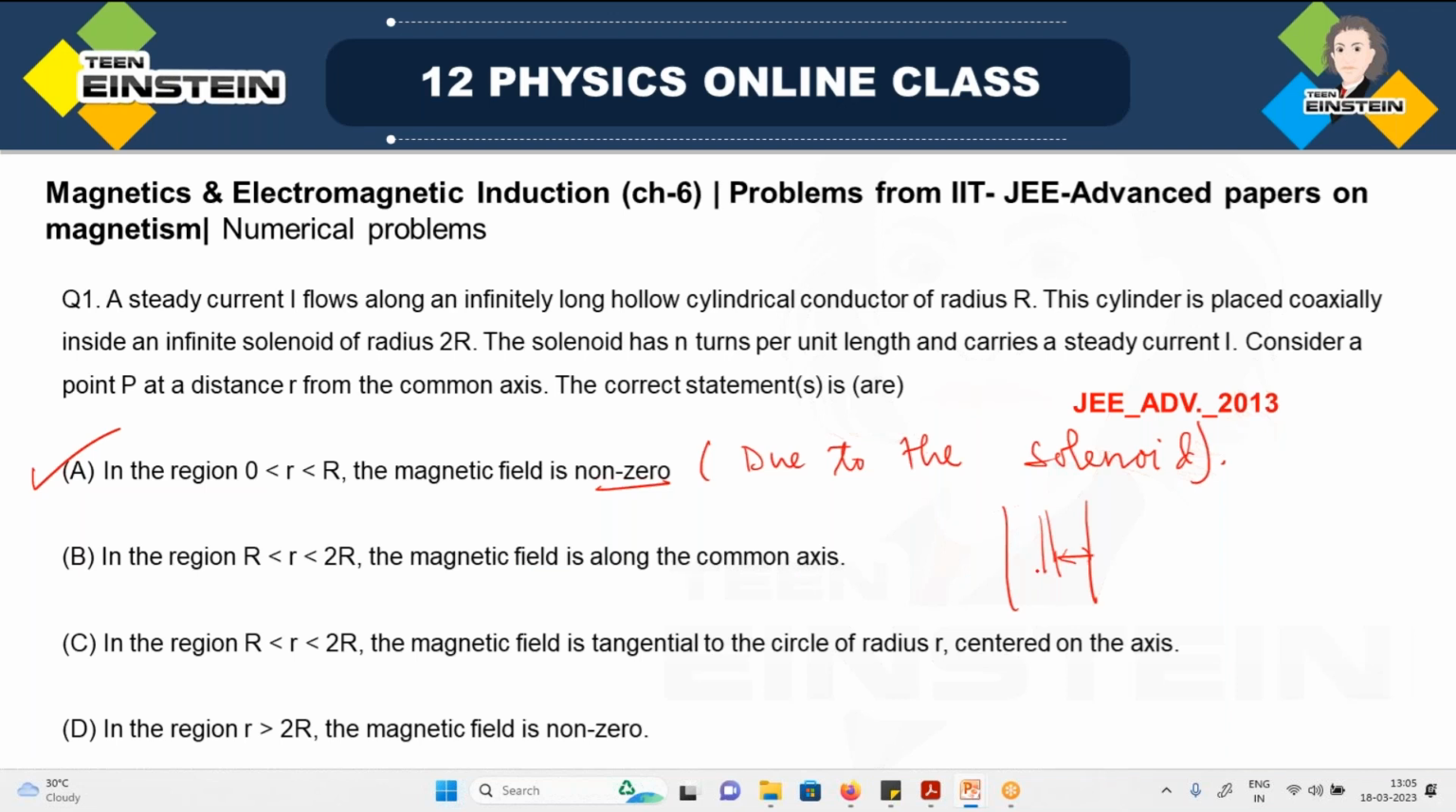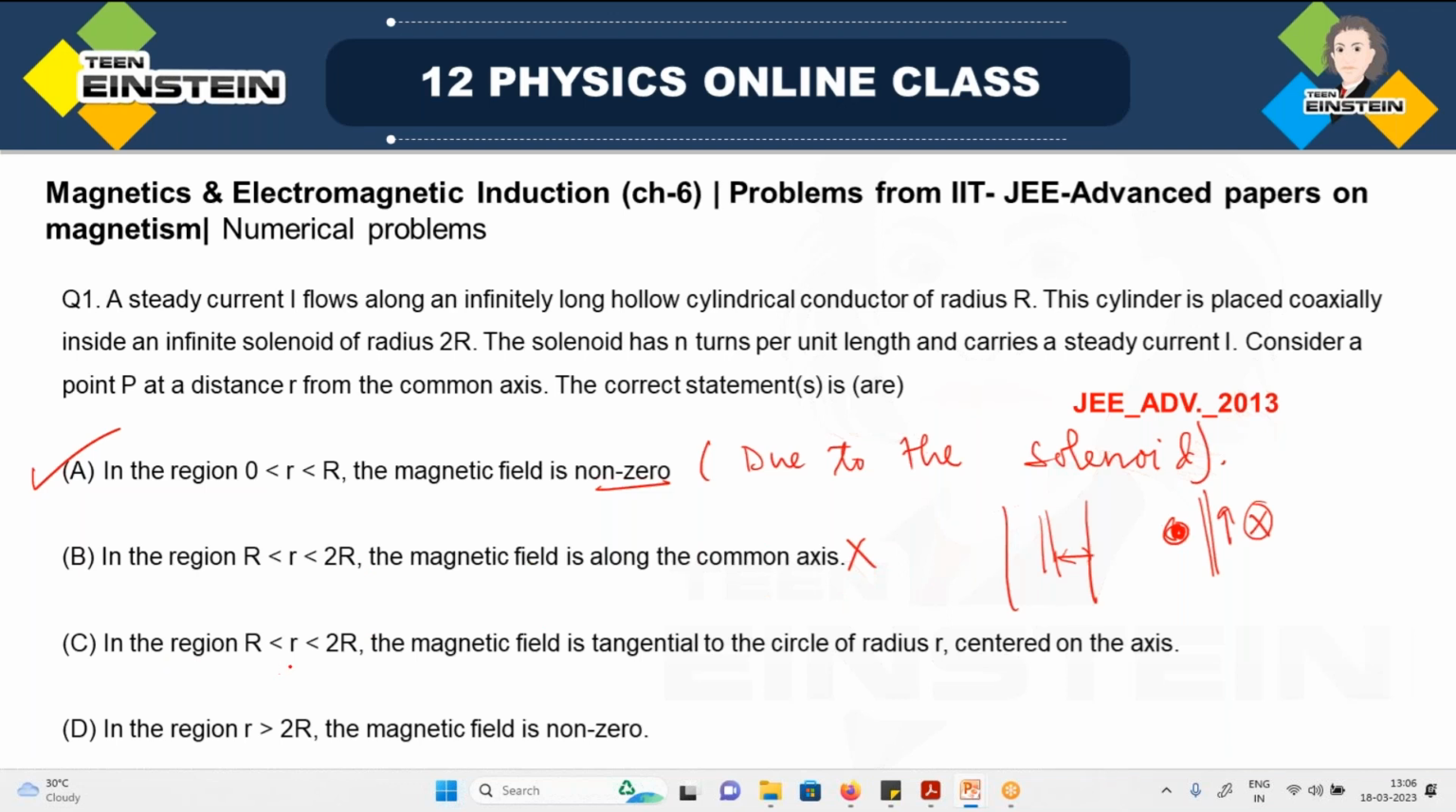Inside the solenoid, how will the magnetic field be, whether it will be along the common axis direction? It is not true, because for an infinite current-carrying conductor, if the current is flowing this way, the magnetic field will be into the plane of the paper. Here it will be out of the plane of the paper, right? So therefore the magnetic field is not along the axis, because the net direction will be something else. So that's why it is not true.